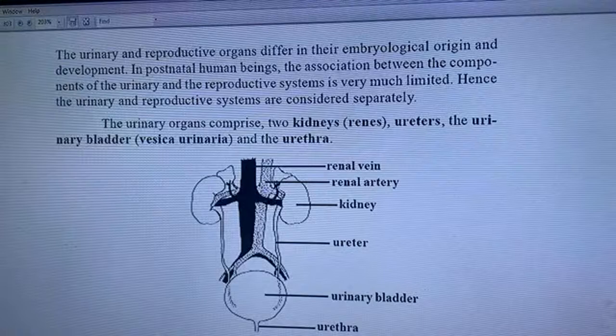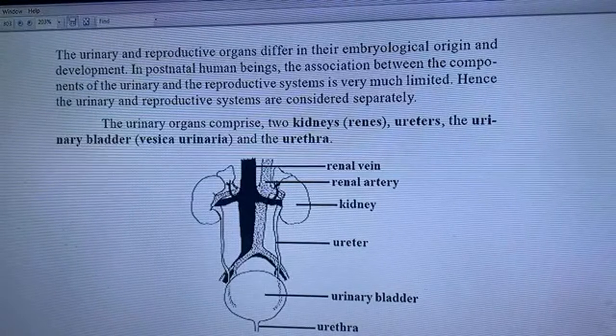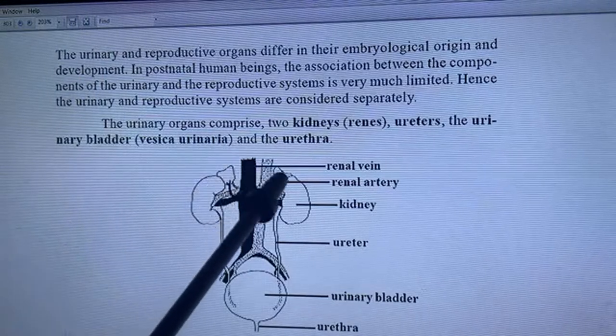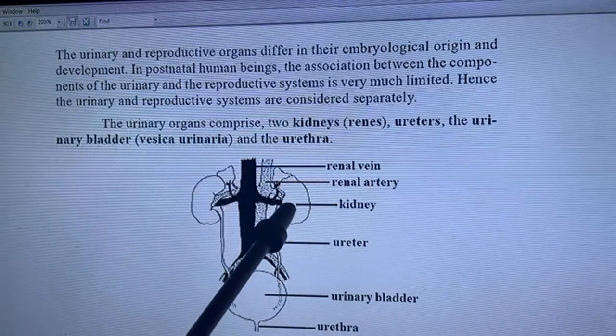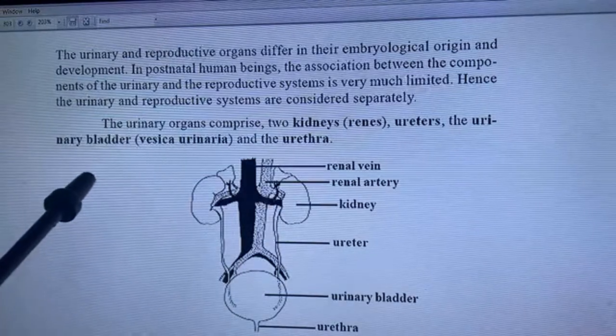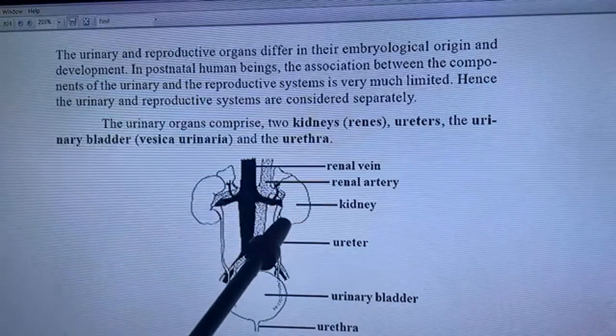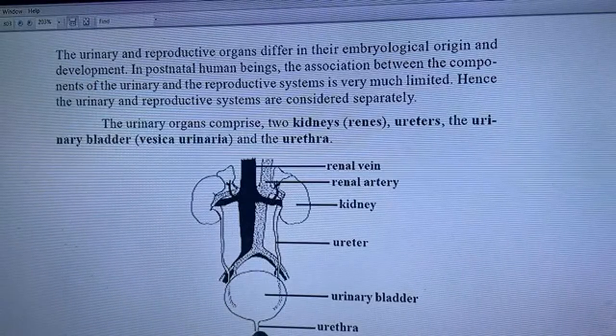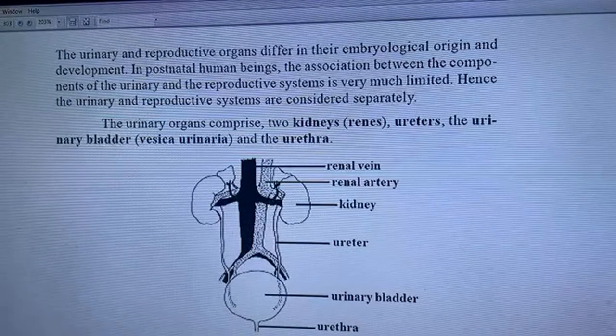The urinary organs comprise two kidneys, renes, ureters, urinary bladder, vesica urinaria, and urethra. This is the renal vein, renal artery, this one kidney, and this one is also a kidney. Kidneys are two in number. Then ureter, urinary bladder, urethra. This is used for urine disposal. This is the human urinary system.